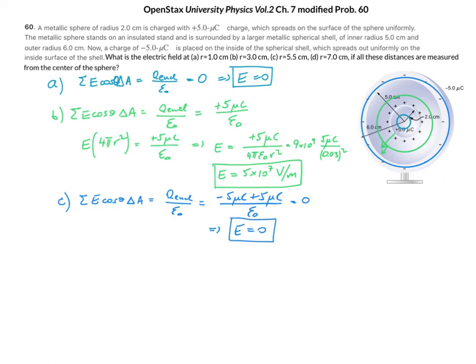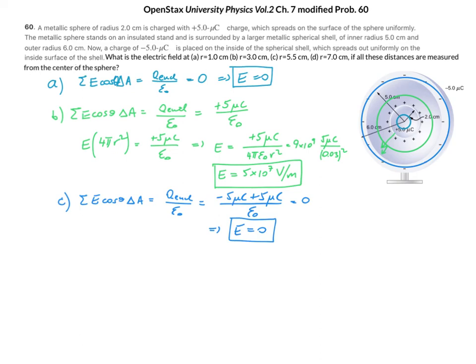And we also already knew that. We know that this shell out here is a conductor, and we were looking for the electric field inside a conductor. We know that the electric field inside of a conductor is 0, so that should not come as a surprise.